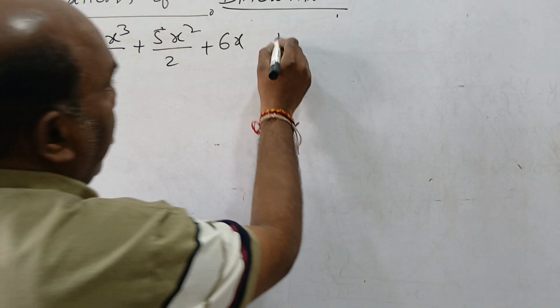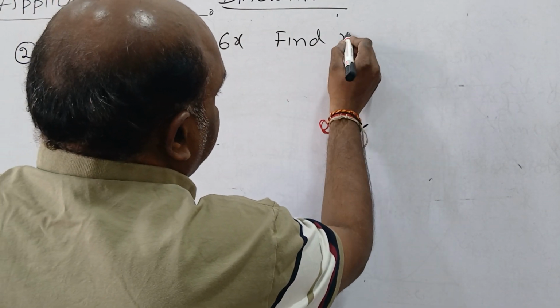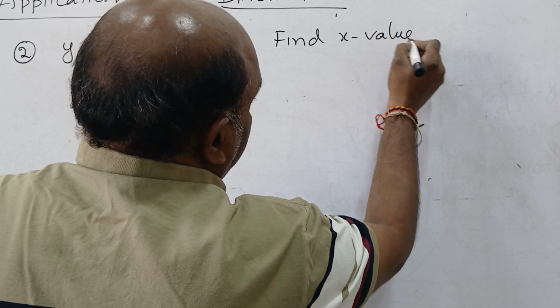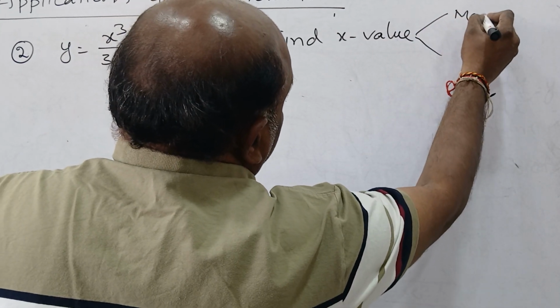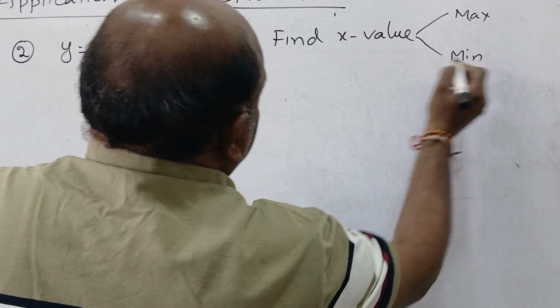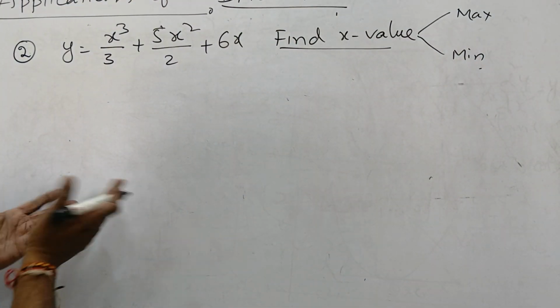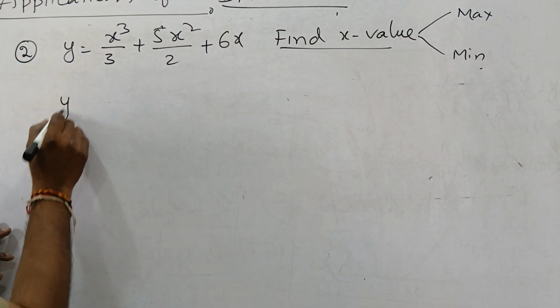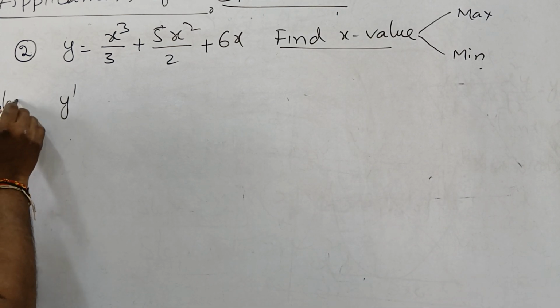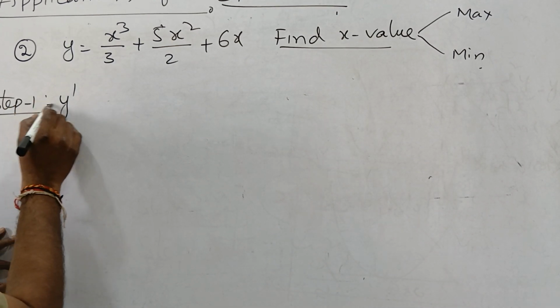Find the x values and where it is maximum and minimum. We have to find the x values, and where they are maximum and where minimum. Now what should we do first, beta? First step: dy by dx, or y dash.